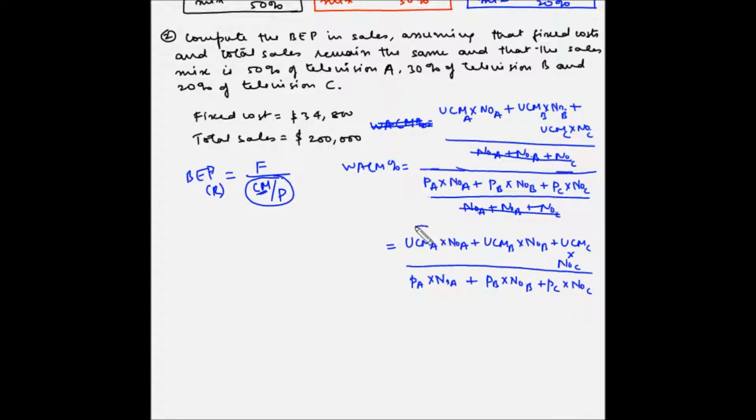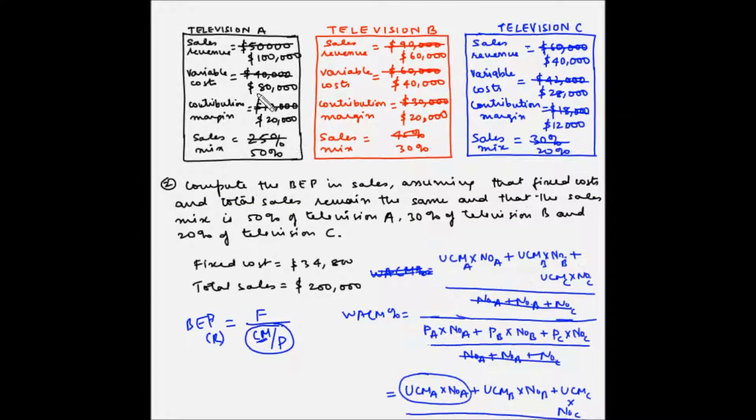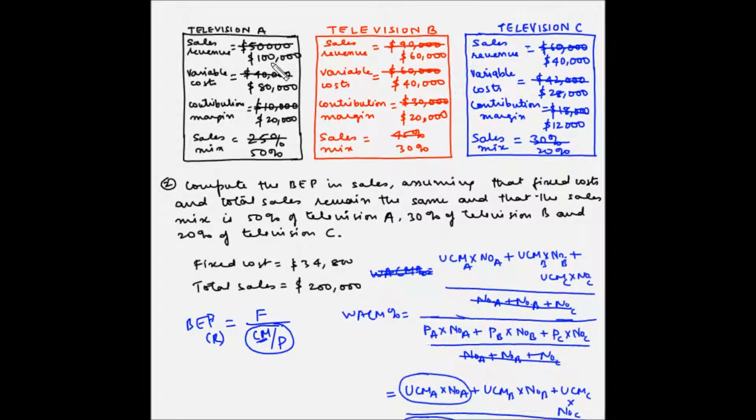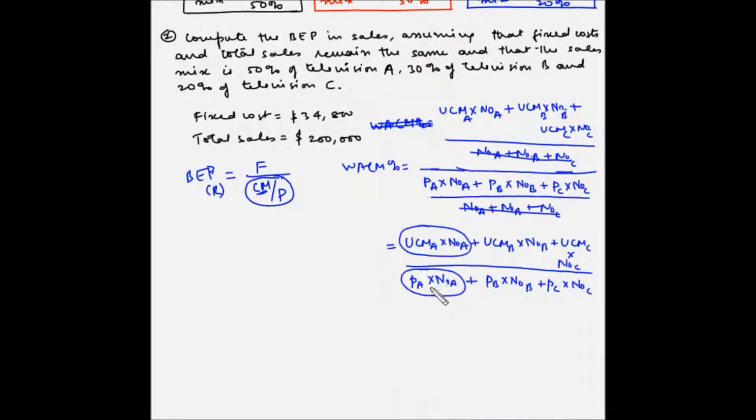Now what is this? Unit contribution margin for A multiplied by the number of units sold for A. So this means the total contribution margin for A, which is nothing but this number here. Similarly, for B, this is the total contribution margin, and for C, this is the total contribution margin. And what is this? So this is the unit selling price multiplied by the number of units sold for A, which is nothing but the sales revenue.